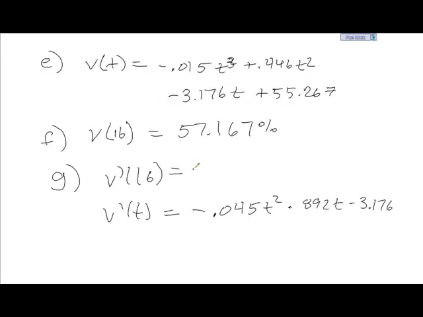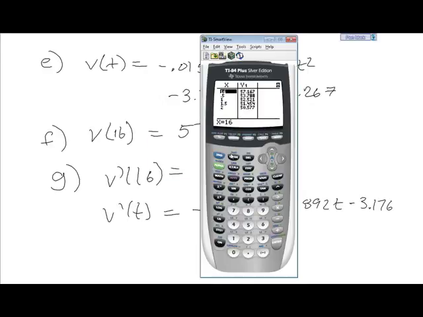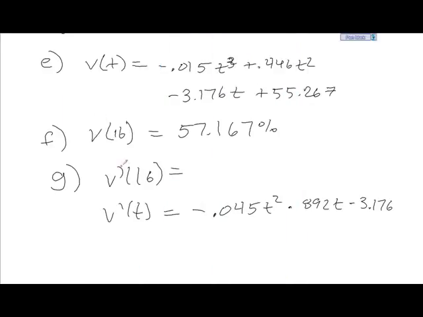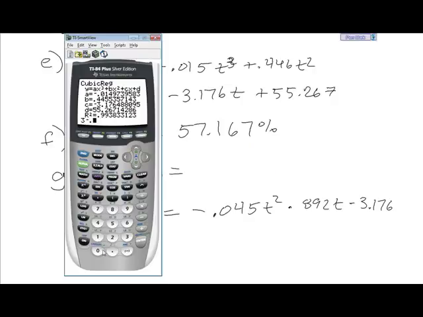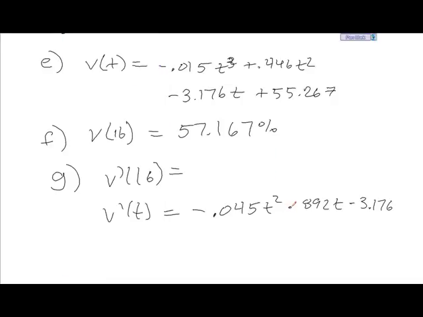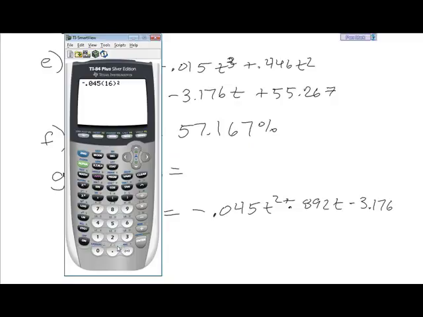And now V prime of 16 just requires me to go ahead and, I'm not going to enter the whole equation in, I'll just do it on my home screen. Negative 0.045 times 16 squared, oops, forgot a plus here, plus 0.892 times 16 minus 3.176 gives us negative 0.424.